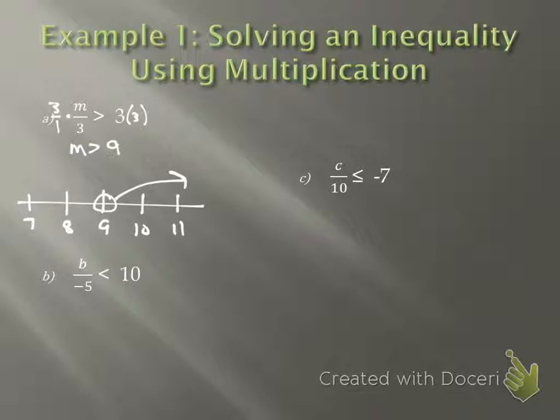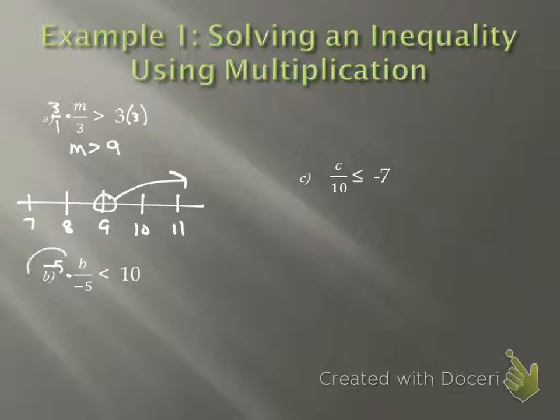Okay, so that's pretty straightforward. If you understood solving equations, you should understand solving inequalities because it's the same thing. Now, the only exception is when there's a negative attached to your variable. So on B, what do I need to multiply both sides by? -5. I have to multiply by -5.